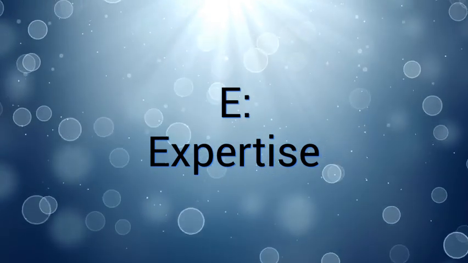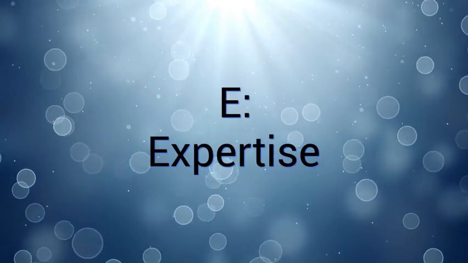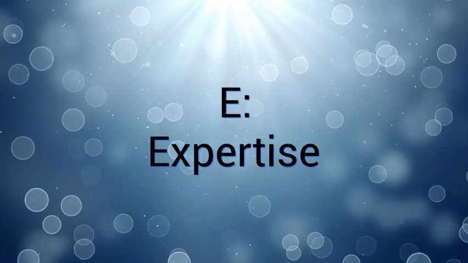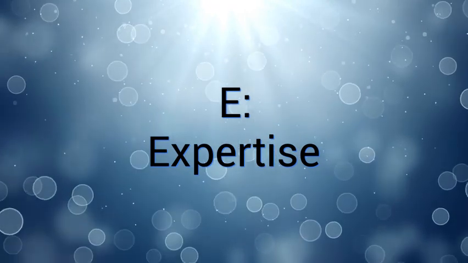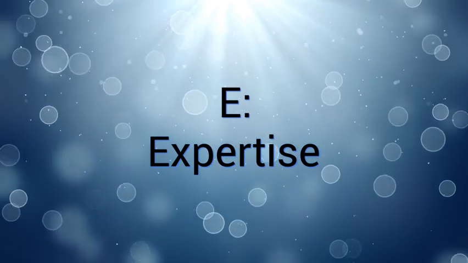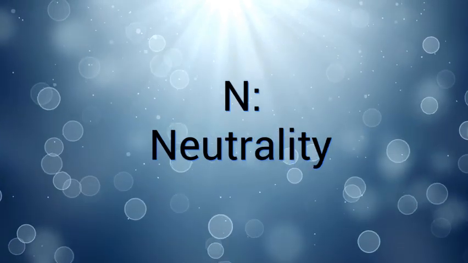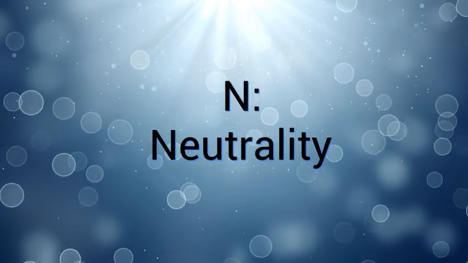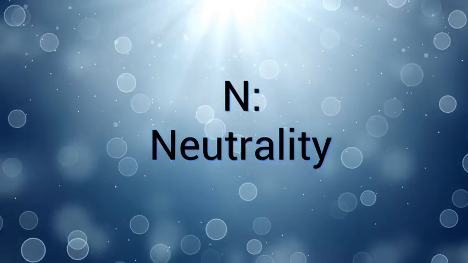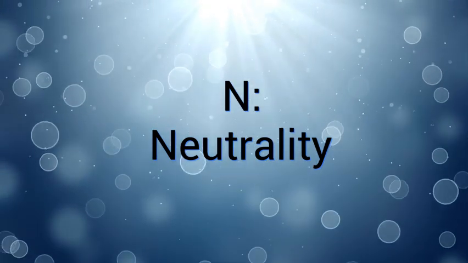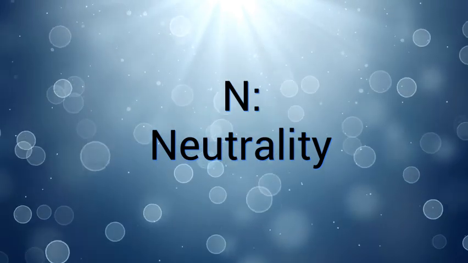E stands for expertise. Does the author have specialized knowledge on the topic or event? Does the evidence come from a source that has expertise on the topic or event? The last letter is N for neutrality. Is the author neutral or biased about the issue? Is the source of the evidence neutral or biased?